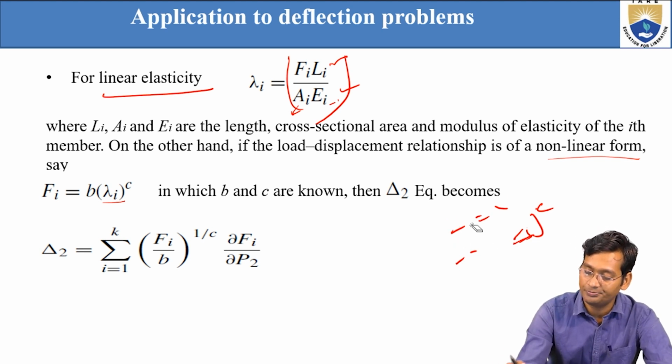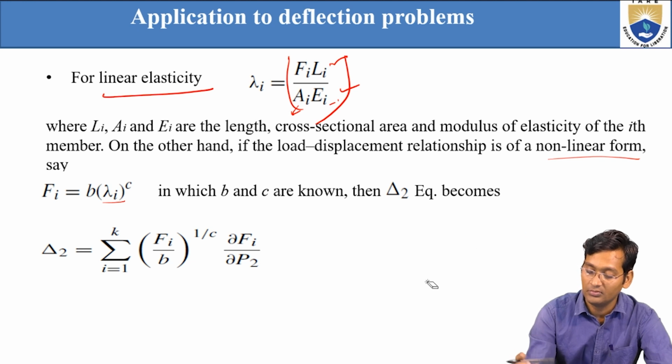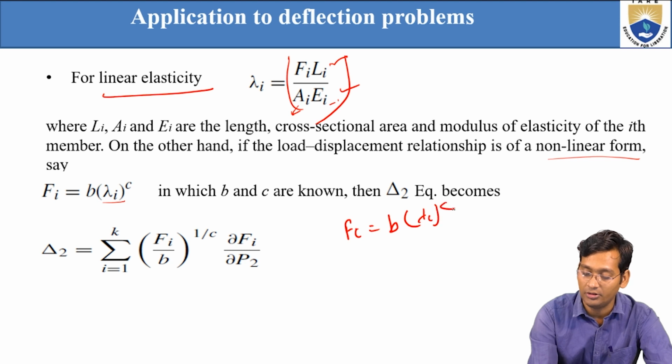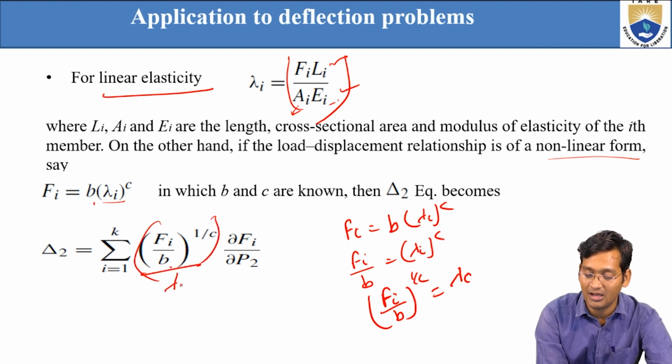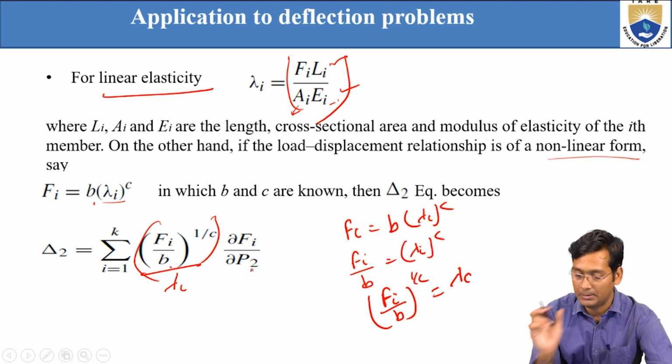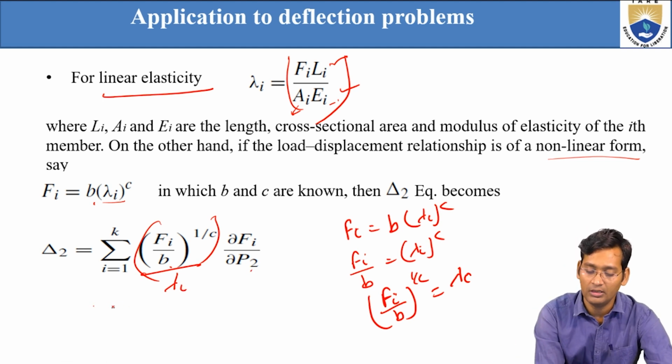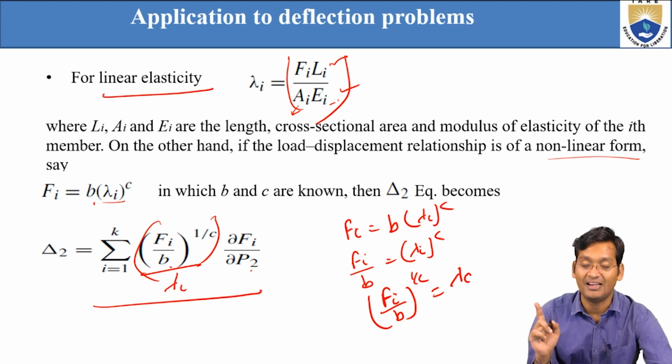So we have Fi equals B into lambda I power C. From here we can write Fi by B equals lambda I power C, or Fi by B whole power 1 by C equals lambda I. That we can replace here as lambda. So this is Fi by B to the power 1 by C into del Fi by del P2, in terms of forces if it is non-linear.